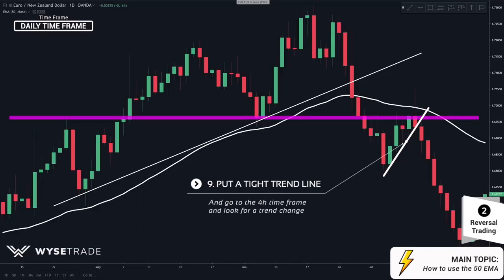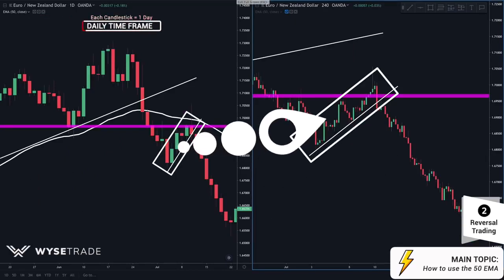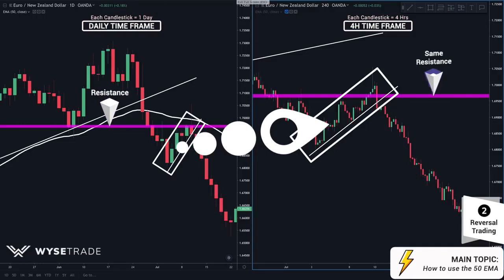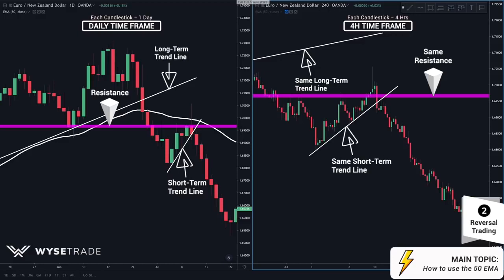So let's put the daily and 4-hour time frames side by side. So here on the left is your daily time frame, and here on the right is your 4-hour time frame. Here is the resistance level on the daily time frame, and here is the same resistance level on the 4-hour time frame. Here's the daily long-term trend line. Here's the same long-term trend line. Here's the daily short-term trend line. Here's the same short-term trend line. And here's your access point. Here's the same access point.